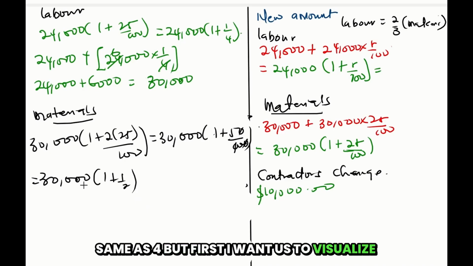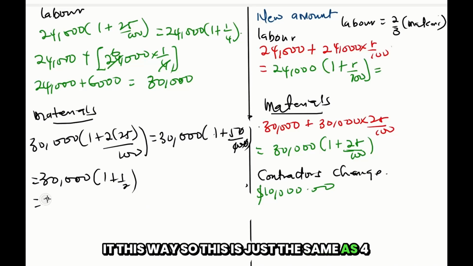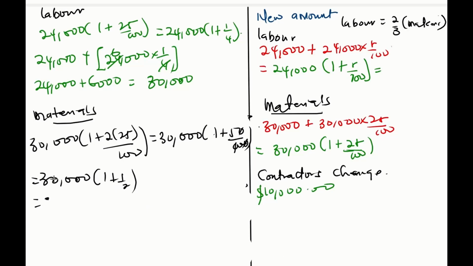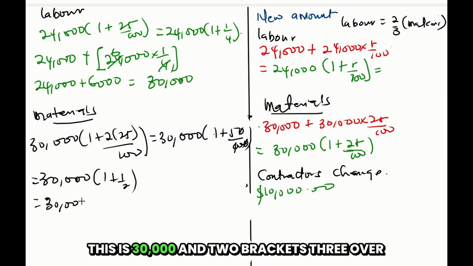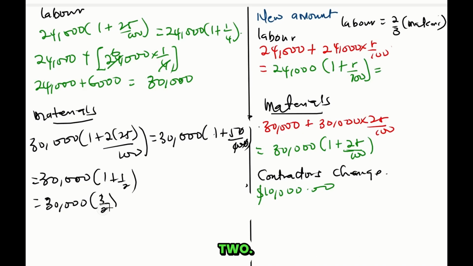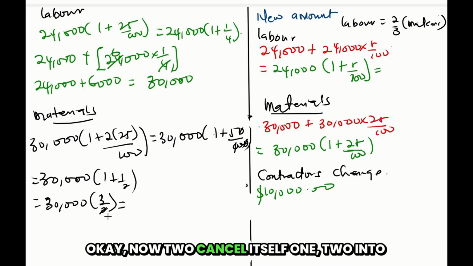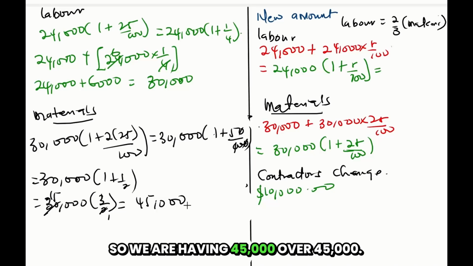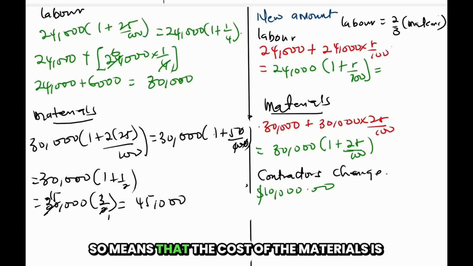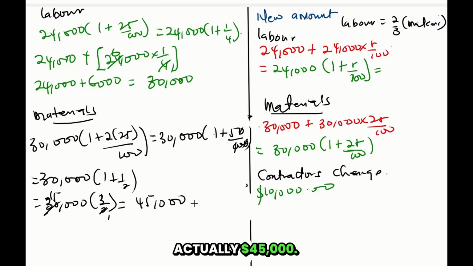But first, I want us to visualize it this way. We are just going to have 1 plus 1 over 2, so this is 3 over 2, right? This is 30,000 into bracket 3 over 2. Now 2 cancels itself once. 3 into 30 is 15. Now 15 times 3 is 45. So this is 45,000. So it means that the cost of the materials is actually $45,000.